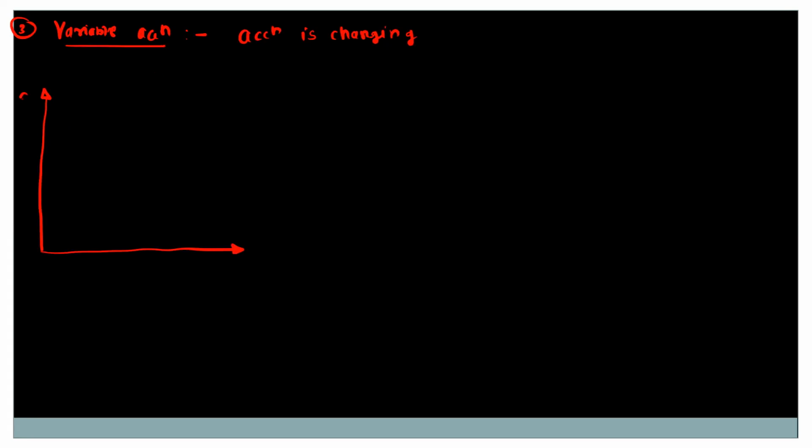And the third graph is for the variable acceleration. So variable acceleration means the acceleration will be changing. So suppose we have the acceleration time graph and its nature is a straight line having a positive slope. So this is the acceleration time graph. Okay, so basically this is a first degree curve.